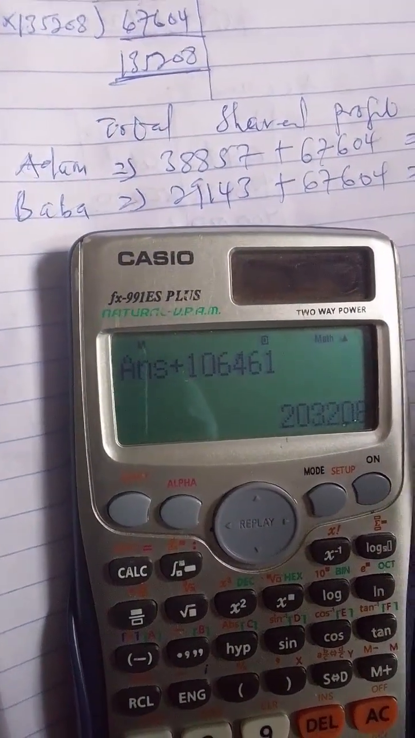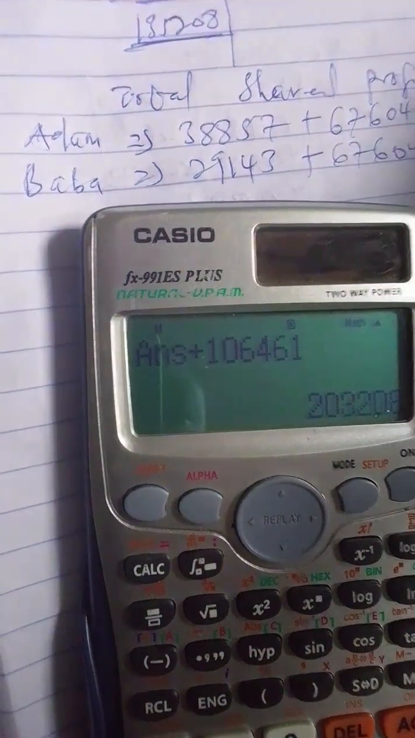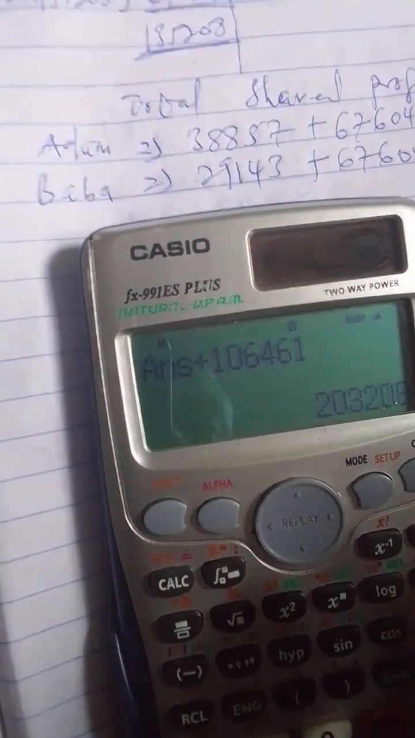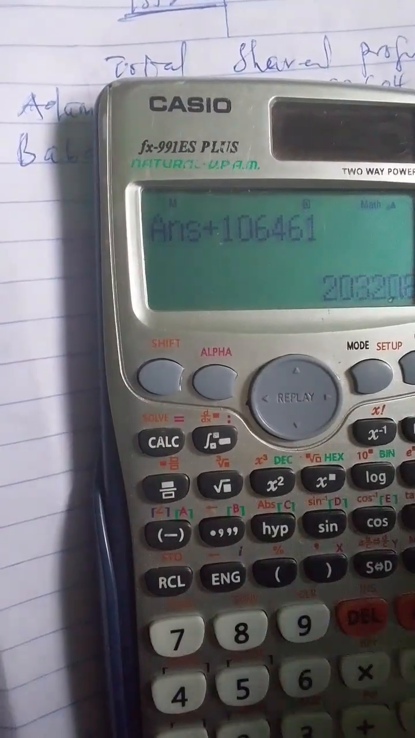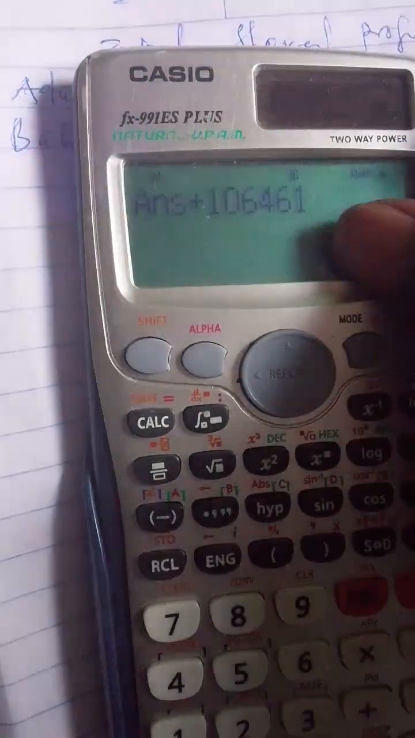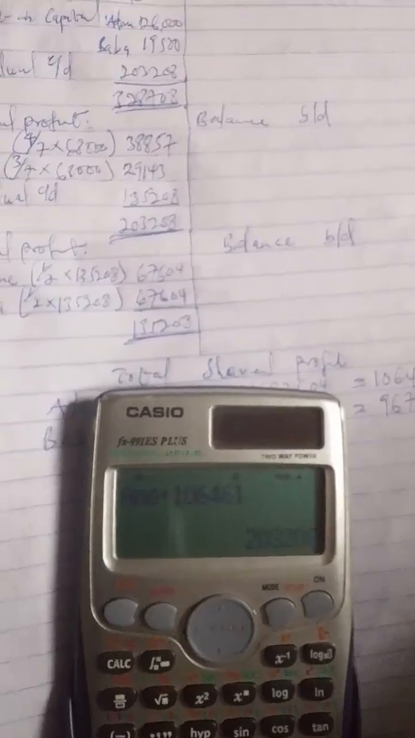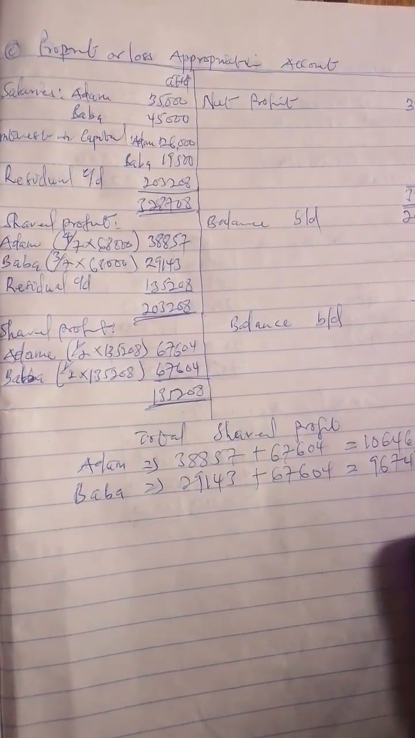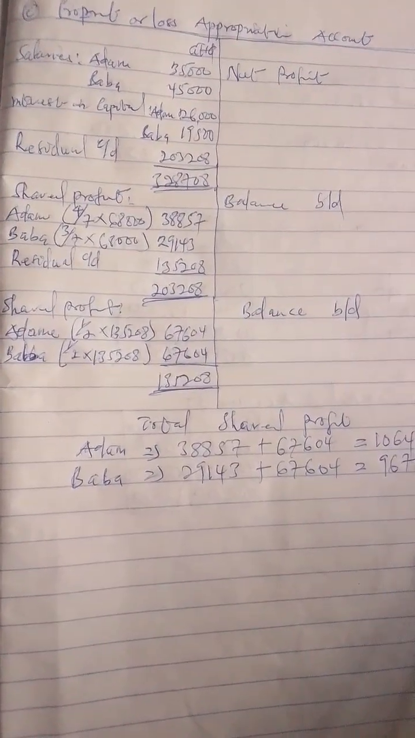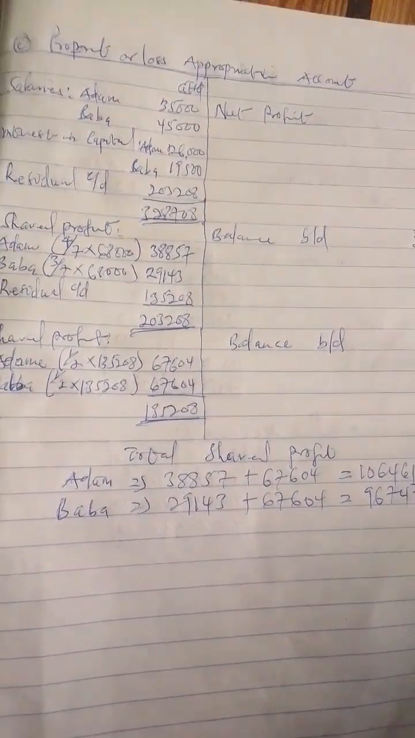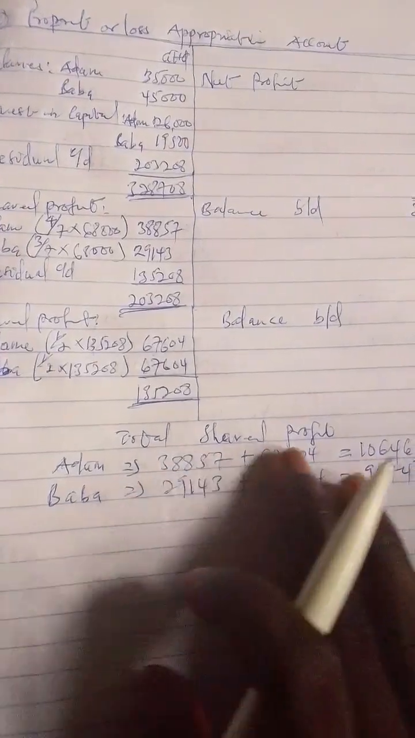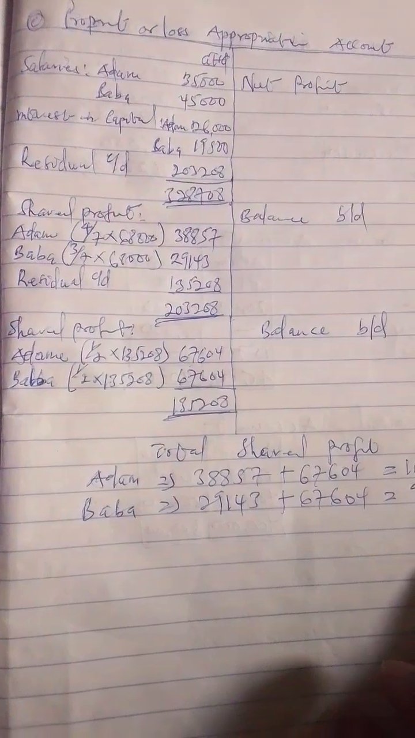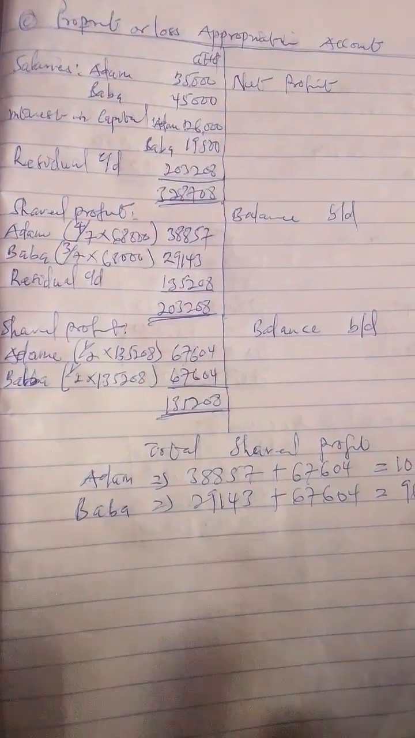So this is the residual for the first one, when we share it according to how the question was demanding. And this is what we are going to get. Very simple, cheap and easy, and very interesting. So this is how the profit or loss appropriation account is going to look like. So after that, we now know the total shared profit between Adam and Baba.